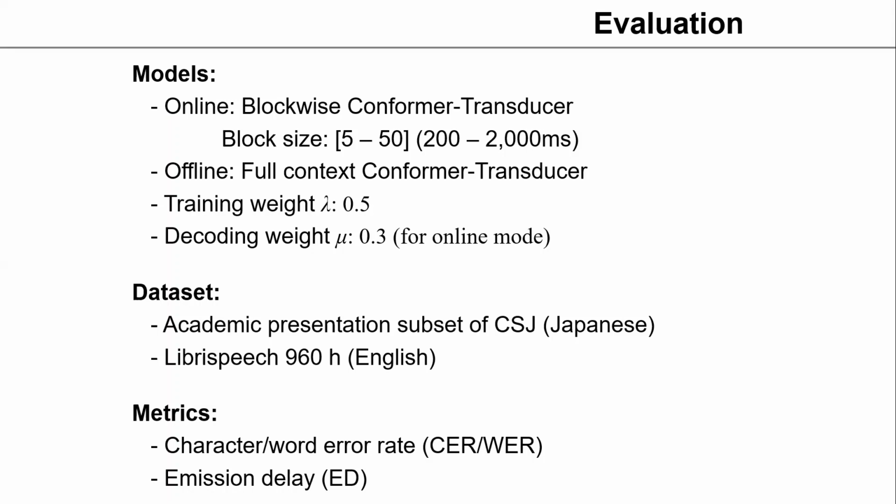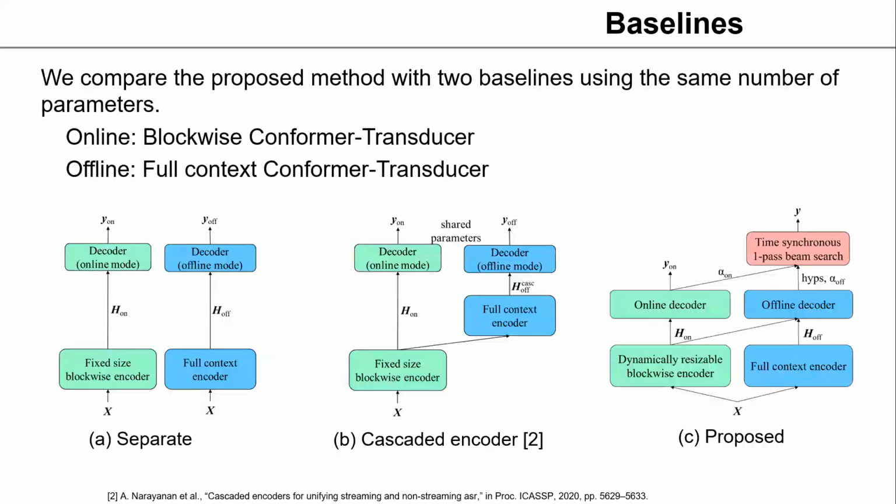We used the CSJ Japanese dataset and the LibriSpeech 960 hours dataset. And we calculated the character error rate and word error rate for the performance evaluation. And we also calculated the emission delay for the responsiveness evaluation of the online mode.